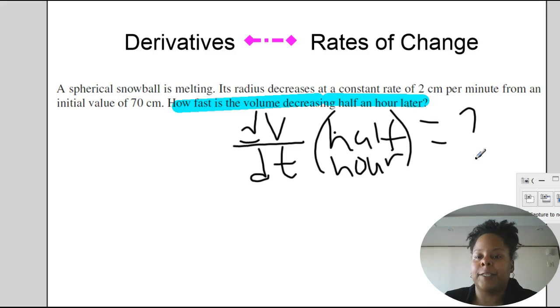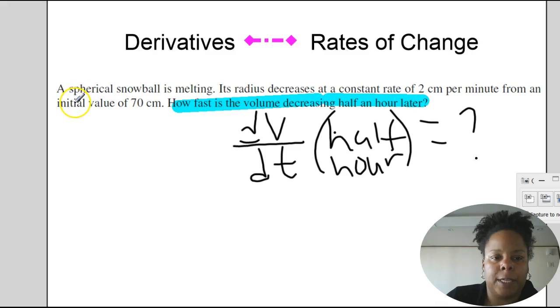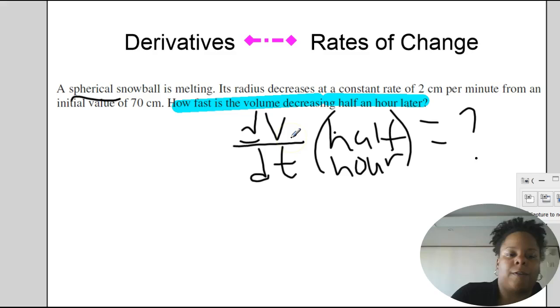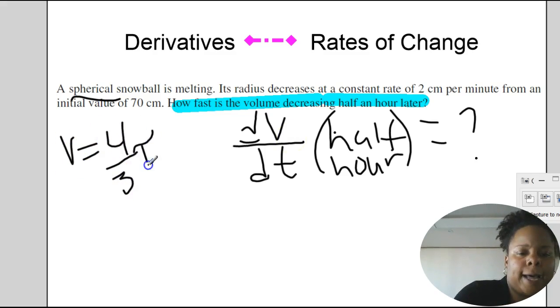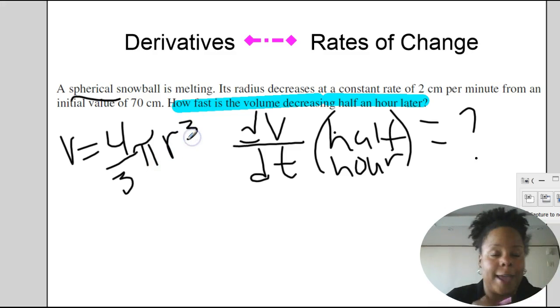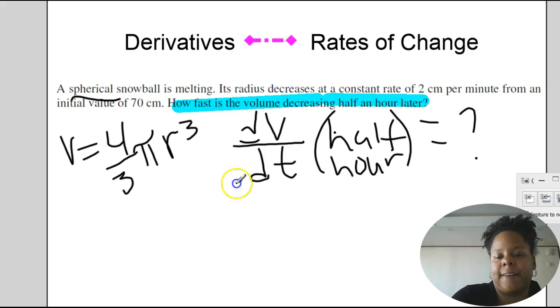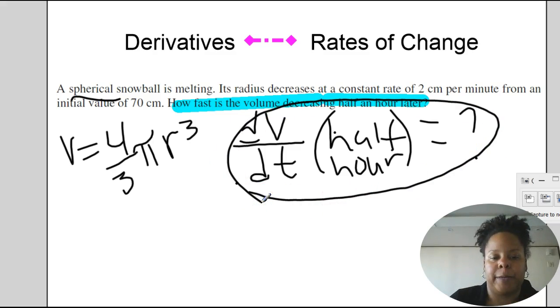Unfortunately, they don't give us any formulas, because either they expect you to know the formulas or they expect you to be able to come up with the formulas. So the first thing I need to do is figure out, from the information they give me, what kind of formulas I will use. Well, I know that we're talking about a spherical snowball, which means it's a sphere. So I know that the volume of a sphere is 4/3 pi r cubed, and you should know that. That helps me try to find my derivative of volume with respect to time.